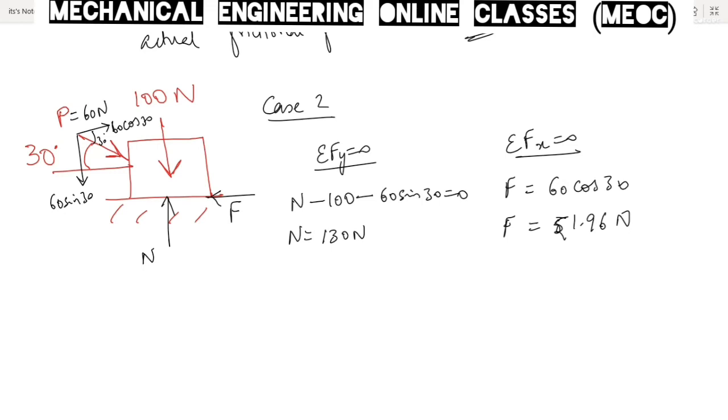So now, like in the previous case, we have to find, for the given condition, what the limiting equilibrium is. What is F max? This sigma Fy equal to 0, sigma Fx equal to 0 is for the F that is required to maintain the block in static equilibrium condition.